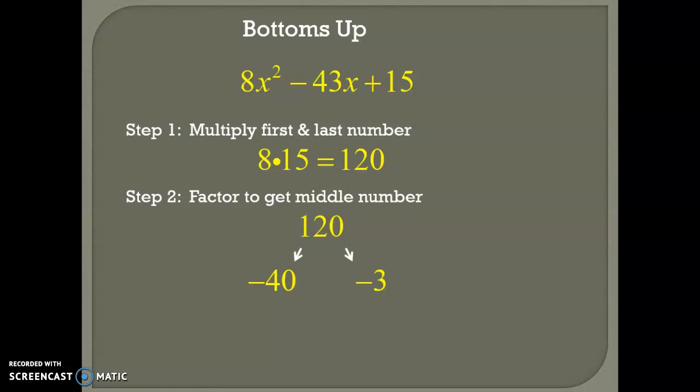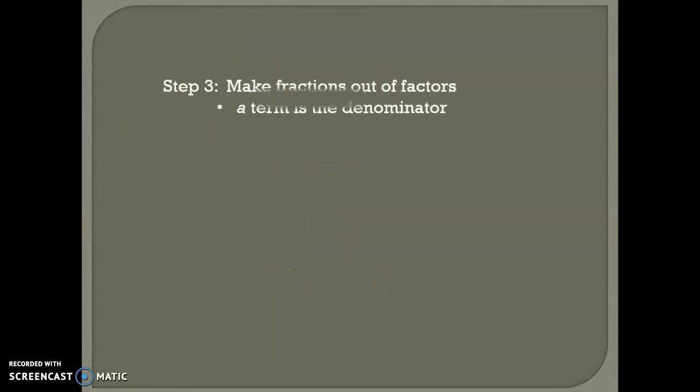But now the process of solving these, of factoring these, starts to change from the factor by grouping. Step 3 in this case is you're going to make fractions out of our factors. So we had negative 40 and negative 3. And we're going to use our a term in our problem.